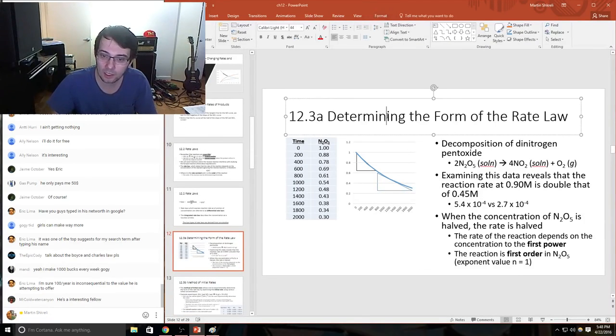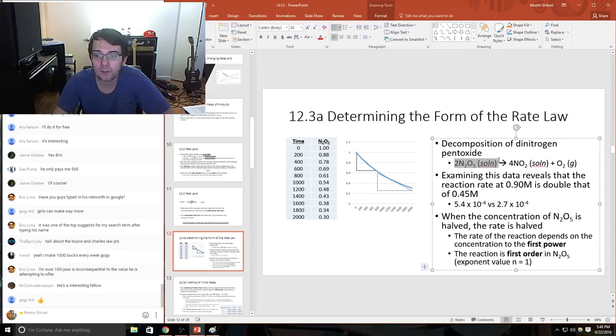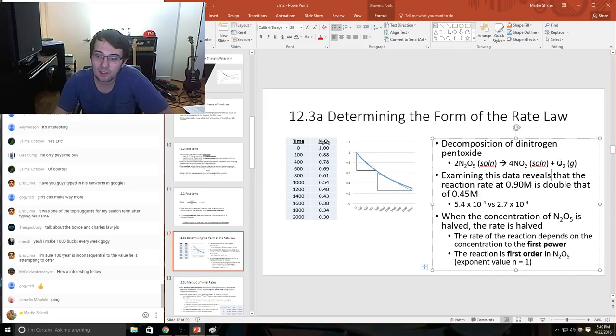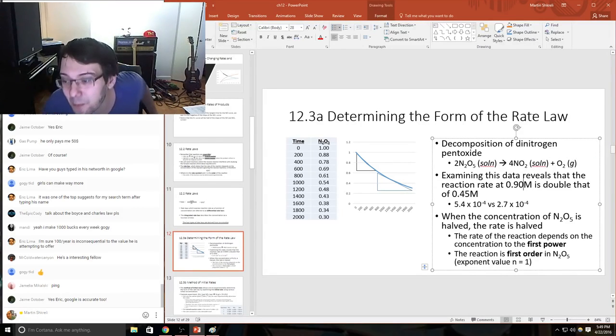So let's take a look at 12.3. We're going to try to determine a rate law. One of the reactions that we're going to study in this chapter frequently is this dinitrogen pentoxide. And this is also a species that decomposes. So here we have two molecules of dinitrogen pentoxide, N2O5. And you can see that it decomposes on its own to nitrogen dioxide and oxygen gas. It's kind of funny because nitrogen dioxide, we know, decomposes to nitric oxide. So this will decompose even more.